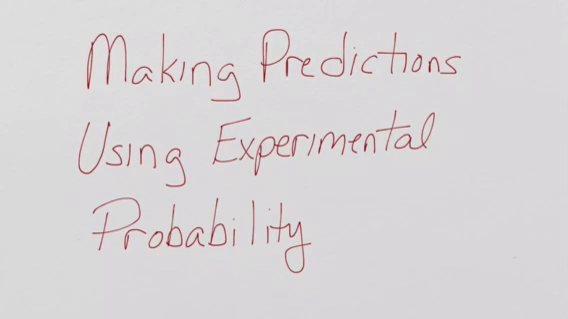Today we're going to make predictions using experimental probability. And this will make a little bit more sense when we actually do random number tables. It'll kind of help you see some other ways you can do this.